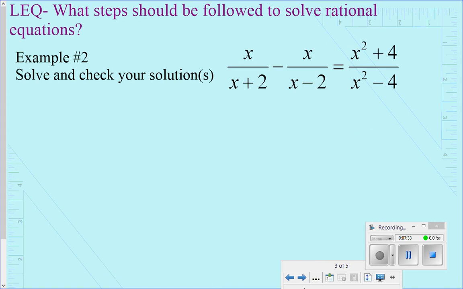Next. Okay, so you want to get that copied into your notes. We're going to start this one the same way. We're going to factor anything that we can. So it looks like that first rational expression doesn't factor. Neither does the second one. The numerator doesn't factor for the third, but the denominator does.